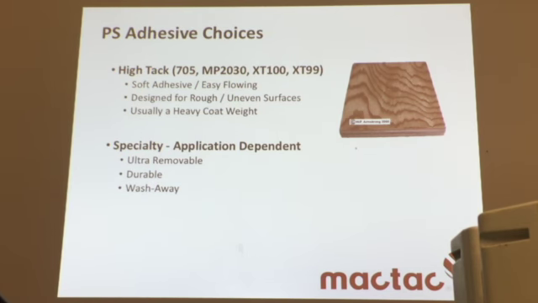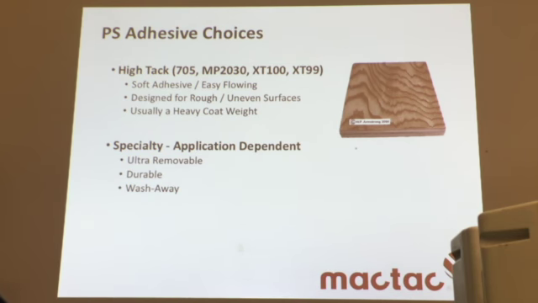Before I go there, there's high-tack adhesives. Basically, with high-tack adhesives, what you're looking for is hard to affix to substrates. Like this corkboard, that's going to be very difficult to adhere to. I would recommend going with a very heavy coat weight adhesive. Now, you can do rubber-based or acrylic, depending on the application, depending on the temperature range that the labels are being applied at.